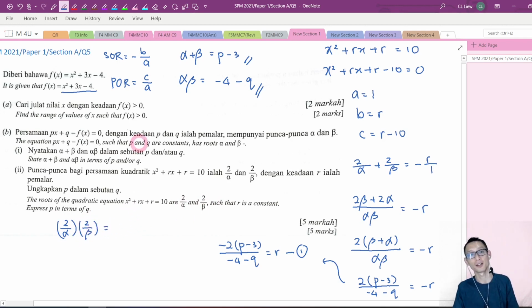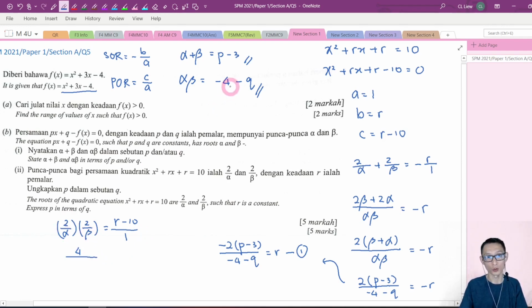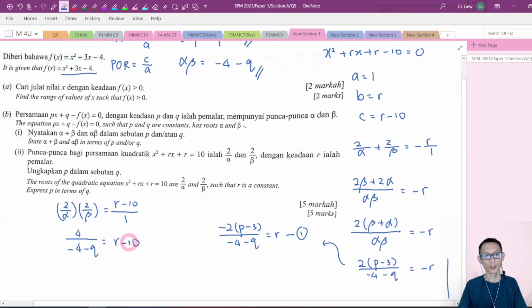So what's the formula? C over A. So C will be this over A. A is equal to 1, so you don't have to write 1, it's okay. So 2 times 2, you get 4. Alpha times beta is equal to this. This is r minus 10. Okay, what I'm going to do here, I bring the negative 10 to another side, become plus 10. Then it's equal to r.